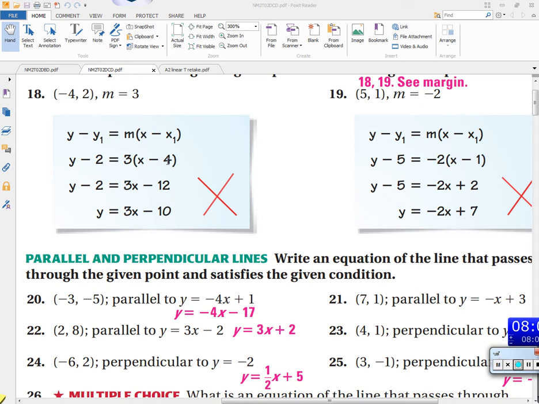No. What do they have? Positive. It should have a minus negative 4. That's what it should have. So that should read not x minus 4, but actually x minus negative 4, or plus 4. We can simplify that to plus 4. That's what they should have. And then it changes it a little bit, just changes the numbers around.